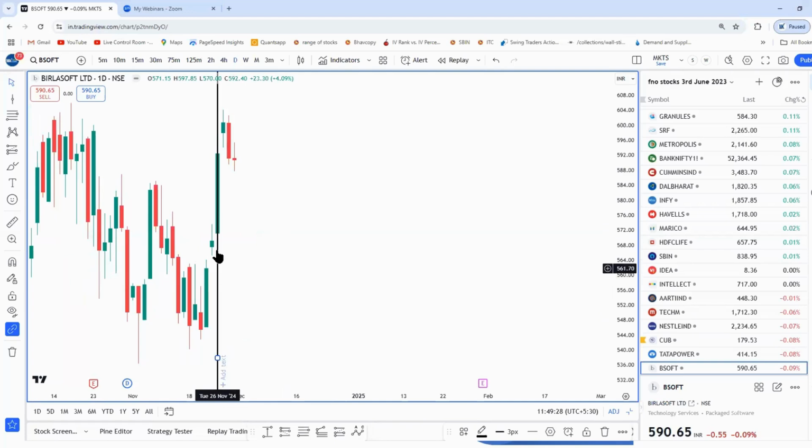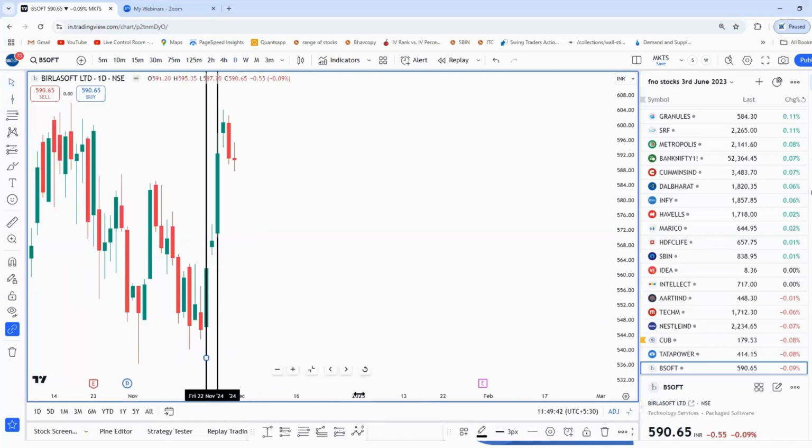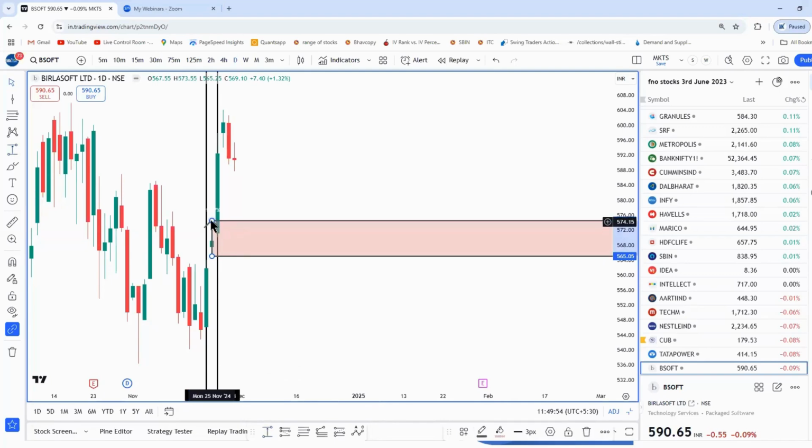Next, I need to identify the leg in. So is this candle a leg candle or a base candle where the cursor is? It's a base candle. So here we have the leg in, one candle base structure and leg out. So we need to mark proximal and distal lines. Lowest point of the base to the highest point.